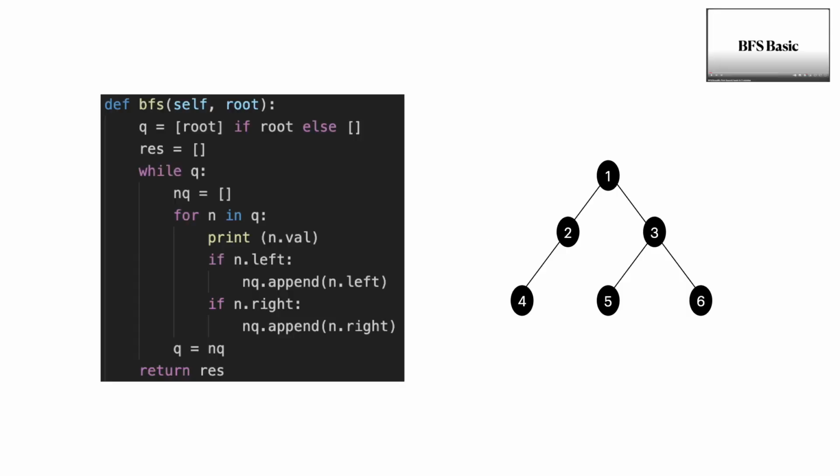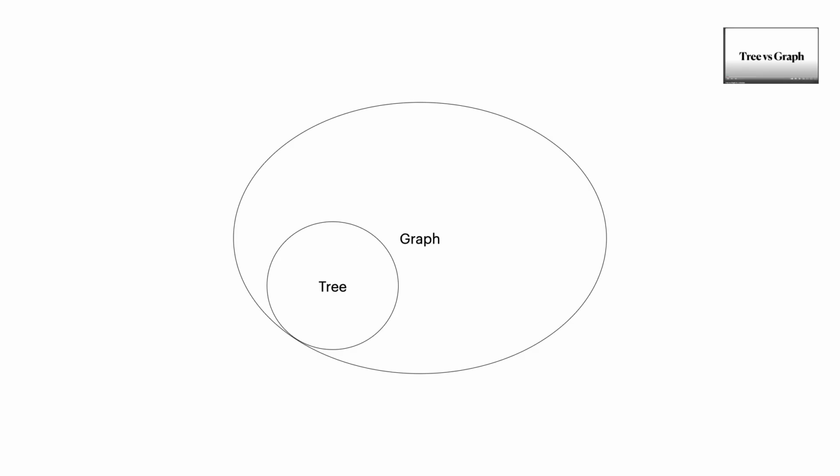Today, I'm going to teach you advanced breadth first search. Previously, we did breadth first search with a tree. Today, let's do it with a graph. As we discussed, a tree is a part of a graph. Compared to a tree, a graph can have cycles and can be disconnected.